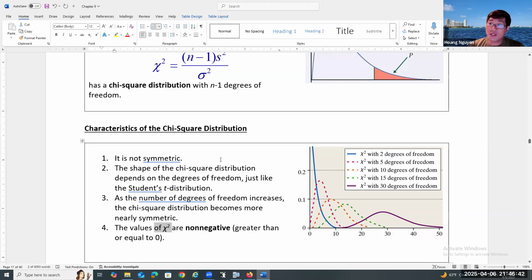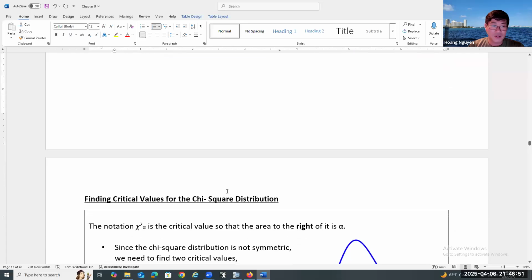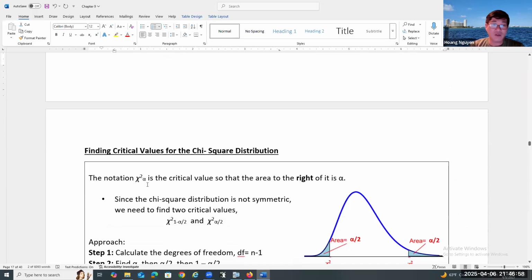We just got introduced to the chi-square distribution. Now let's take a look at some of the calculations related to the chi-square distribution, which is the critical chi-square. So, finding the critical values of the chi-square distribution. The notation chi-square sub alpha is the critical value so that the area to the right of that critical value is alpha. It's a similar definition to all of the critical values we have, so alpha is the area to the right.